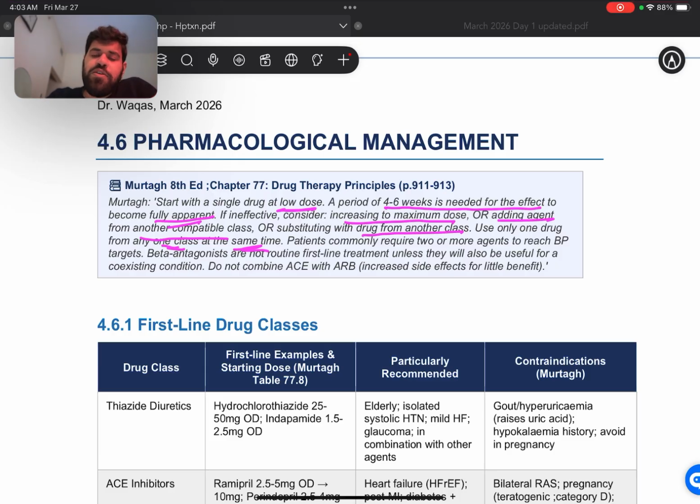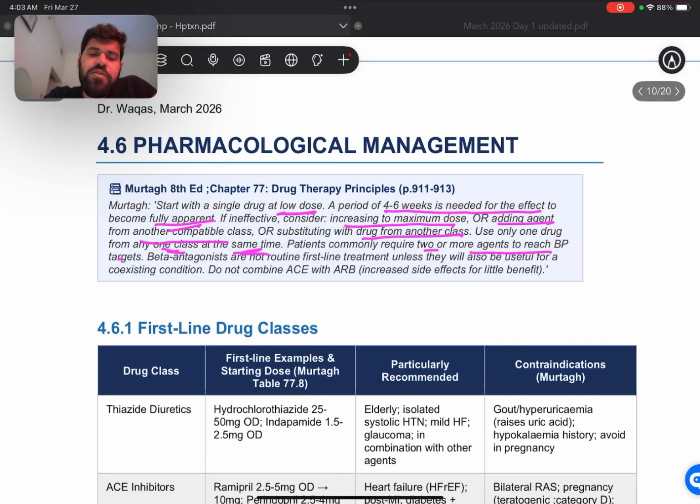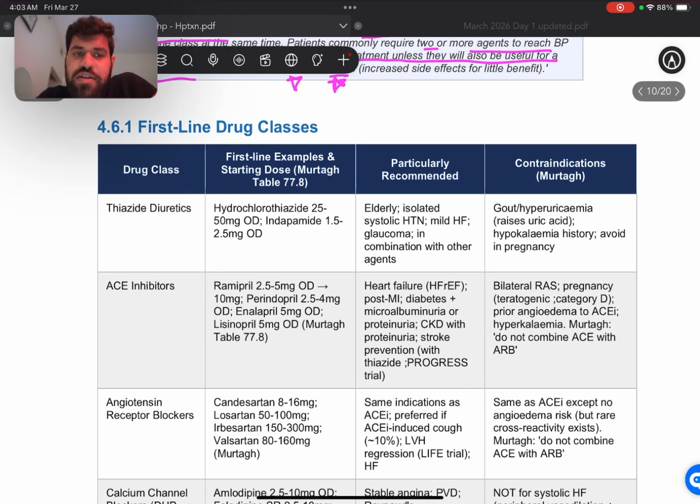All right, they usually require 2 or more agents to reach a BP target. Beta antagonists are not routine first-line treatment unless they will also be useful for a coexisting condition. We never combine ACE inhibitors and ARBs. All right, it's either ACE or ARB. So we start off with thiazide diuretics, first-line drug class, hydrochlorothiazide or indapamide. All right, particularly recommended for the elderly with isolated systolic hypertension, mild heart failure, and glaucoma, in combination with other agents.